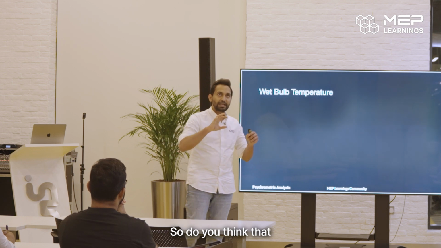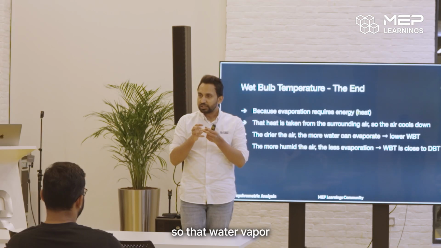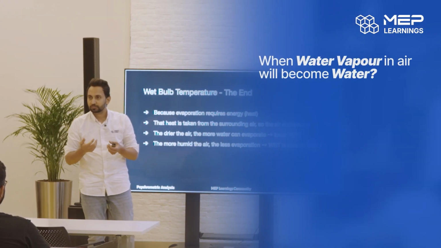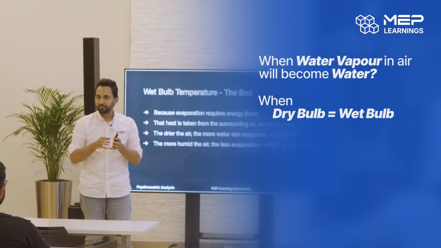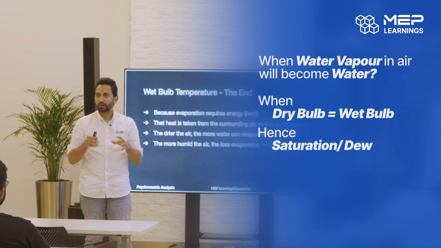So do you think that air itself has moisture in it? So that water vapor can become water. So basically, if dry bulb and wet bulb are both the same, that means we have reached dew point or saturation temperature.